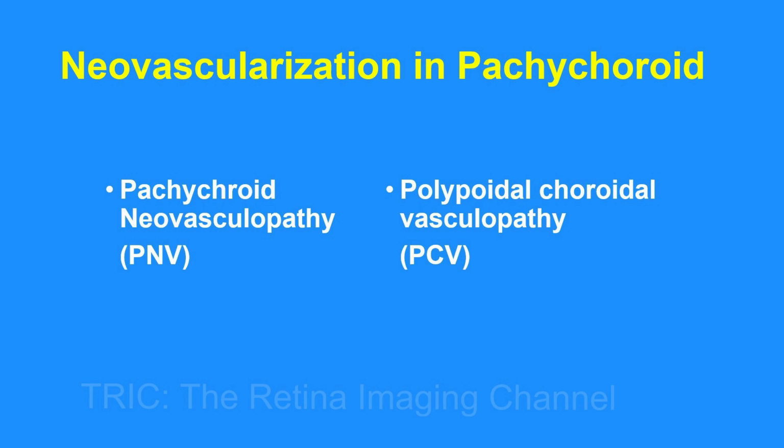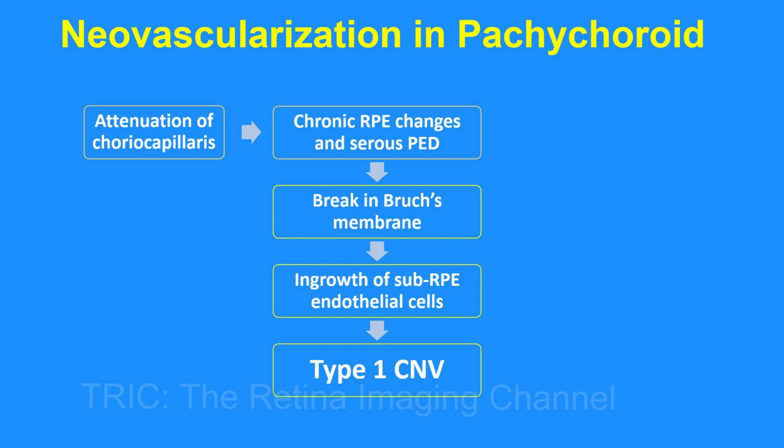So now with this background we move on to what are the types of neovascularization in pachychoroid. There can be pachychoroid neovasculopathy and polypoidal choroidal vasculopathy. So how does the neovascularization in pachychoroid happen?